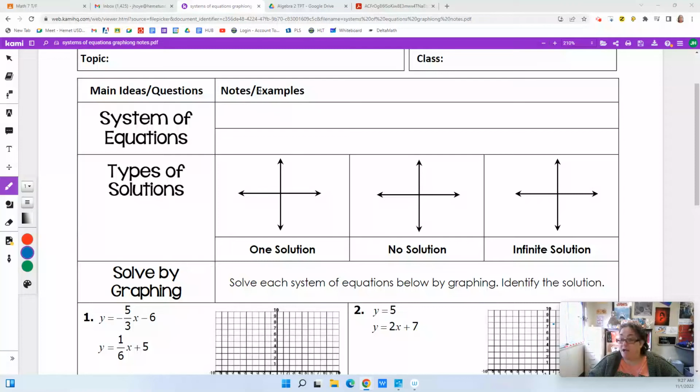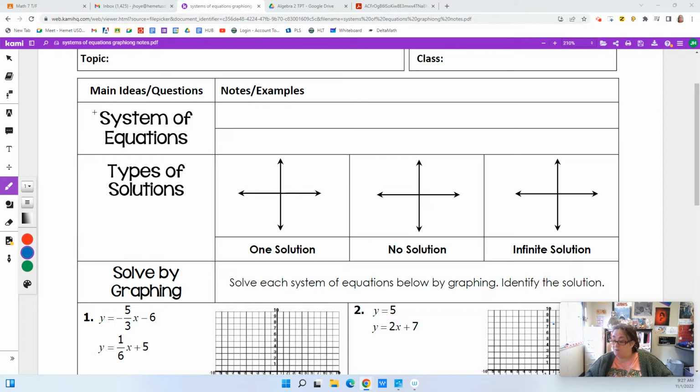We are talking about systems of equations. We've talked about writing the equations of lines and slopes. We've talked about the standard form of equations and the slope-intercept form, and then how to get to those forms. And today we're talking about solving systems of equations.